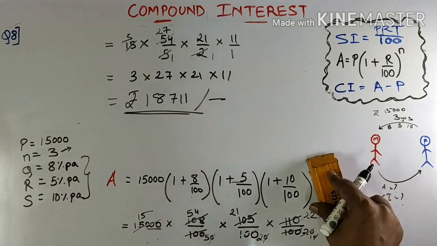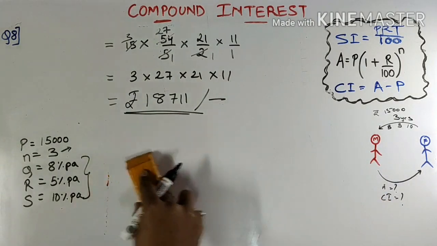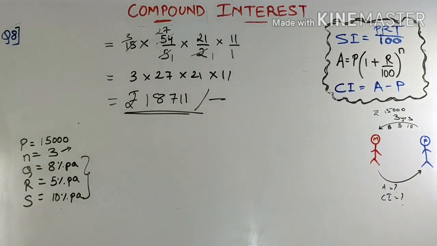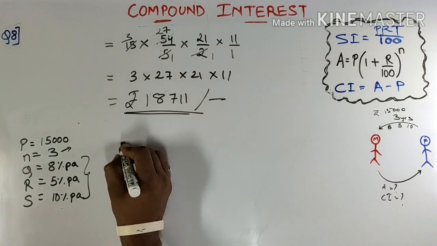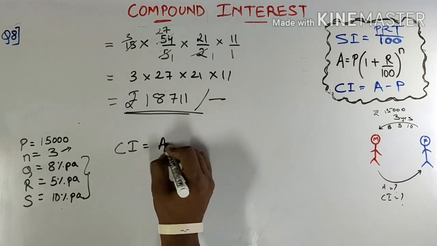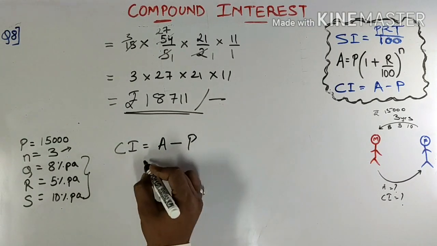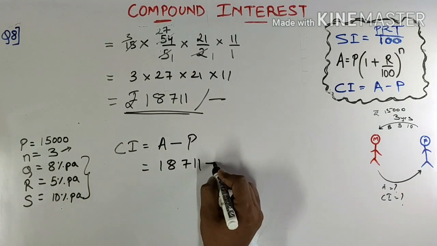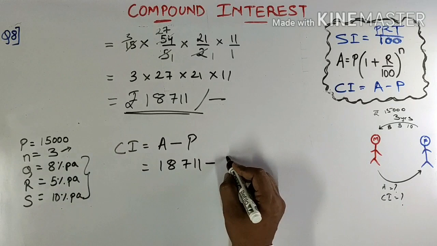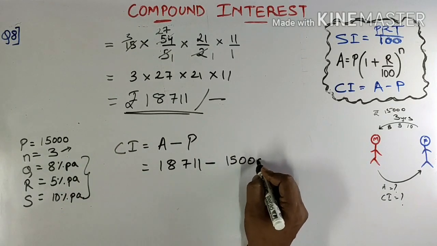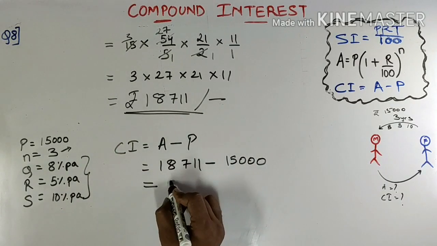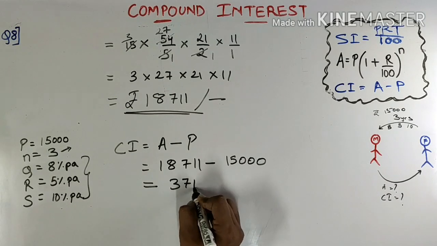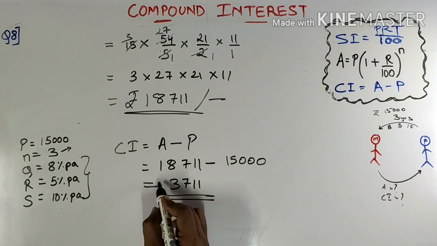So Mohit will return the amount of 18,711. Now we are supposed to find the compound interest also. What will be the compound interest that Mohit will pay? So the compound interest formula is amount minus principal, that is 18,711 minus the principal, which was 15,000, which gives me 3,711.